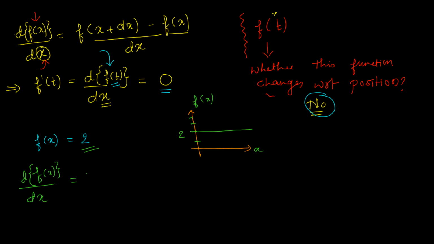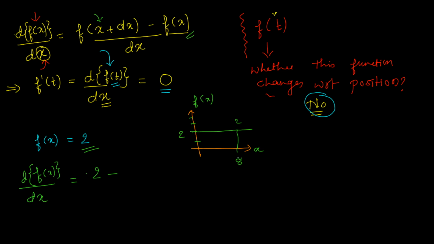So f of x plus dx, for example, let's say x is 8. Then f of x plus dx would be the function at 8 plus a small value after 8. What's the value of f of x at x equal to 8? It is 2. So you can just write it as 2, right? So f of x plus dx is simply 2 minus f of x.